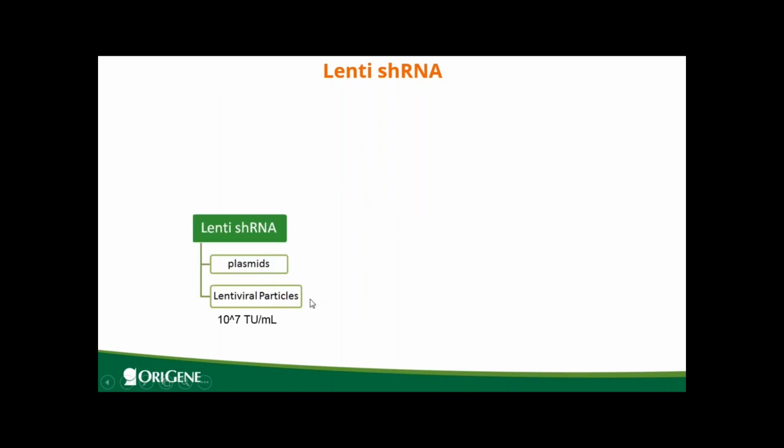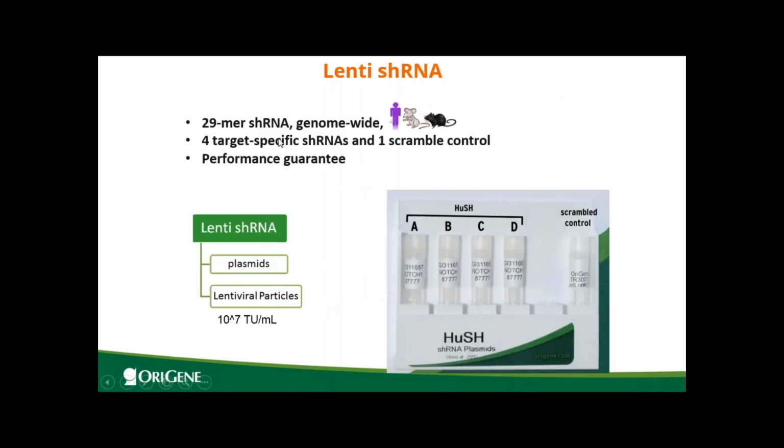Now let's talk about lenti-shRNA, where two formats are available. The shRNA is a 29-mer, which is more potent. Also, genome-wide, human, mouse, and rat are available. The product is offered as a kit, so it's 4 target-specific shRNAs and 1 scramble control, which means that if you get the lentiviral particles, you will receive 5 different viruses. We also offer a performance guarantee that at least 1 out of the 4 will give you 70% knockdown.